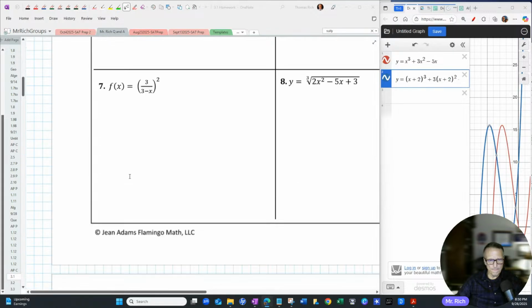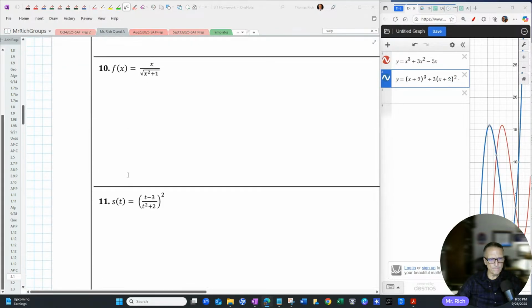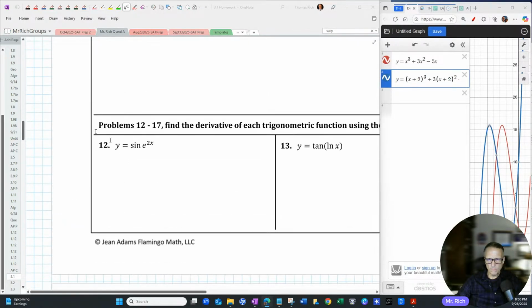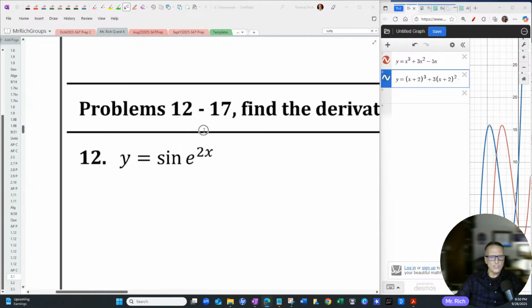Let's do one with trigonometry. Here we go. I've got the sine of e to the 2x. Now, this one right here, students, is what we would call a nested chain rule. This is going to require me to use the chain rule twice, because not only do I have an e to the 2x inside of a sine, but I have a 2x inside of an e to the x. But here's how I'm going to handle this.